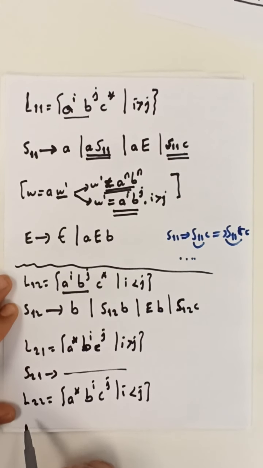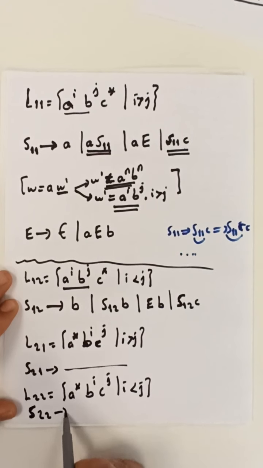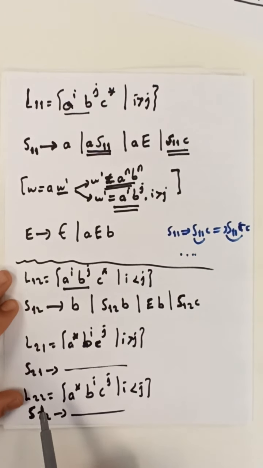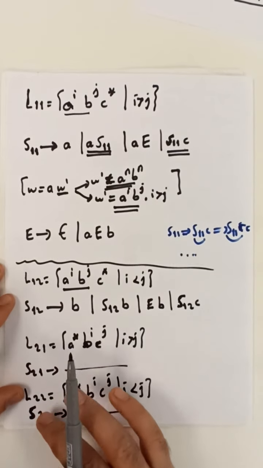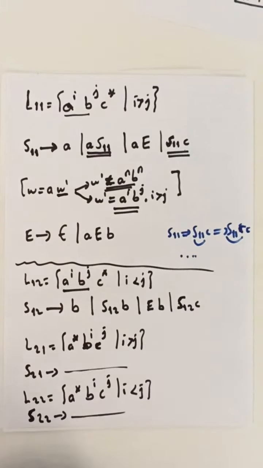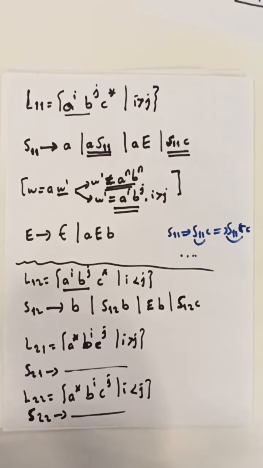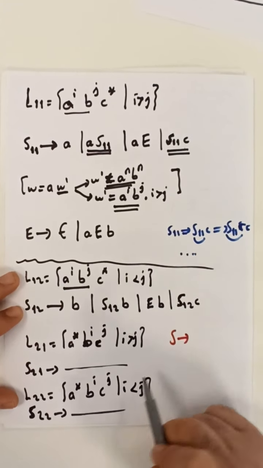Again, we will not write down the grammar for this, but you can do it as an exercise. You can write down a grammar to generate L22. Now, once we complete these ones as well, it should be easy to see that we can combine them in a union. So basically, generate a grammar S.